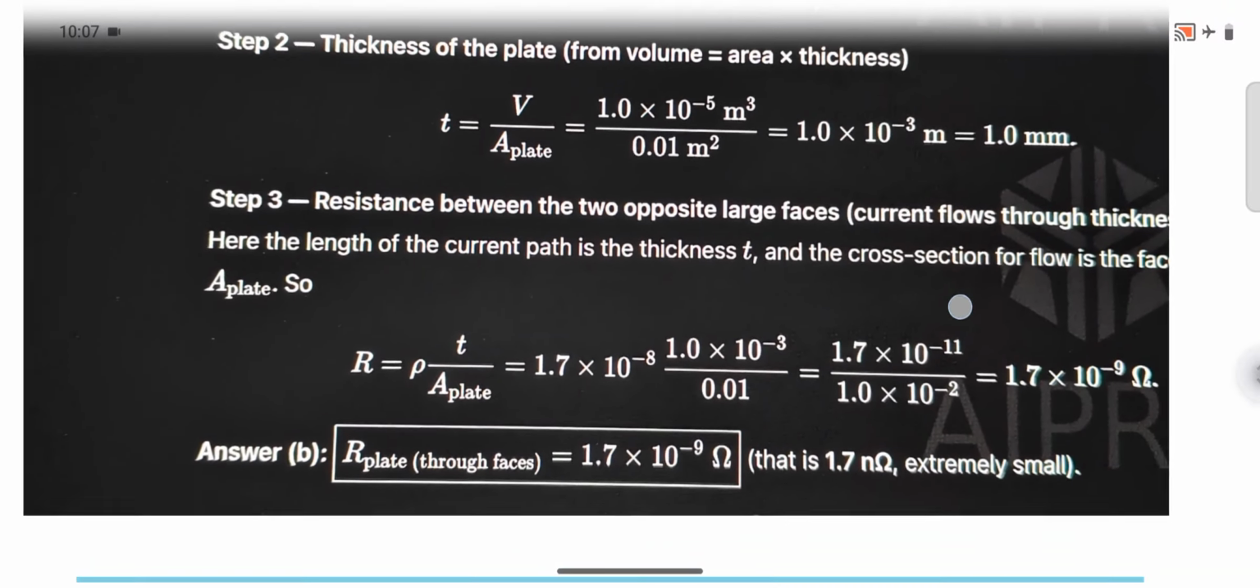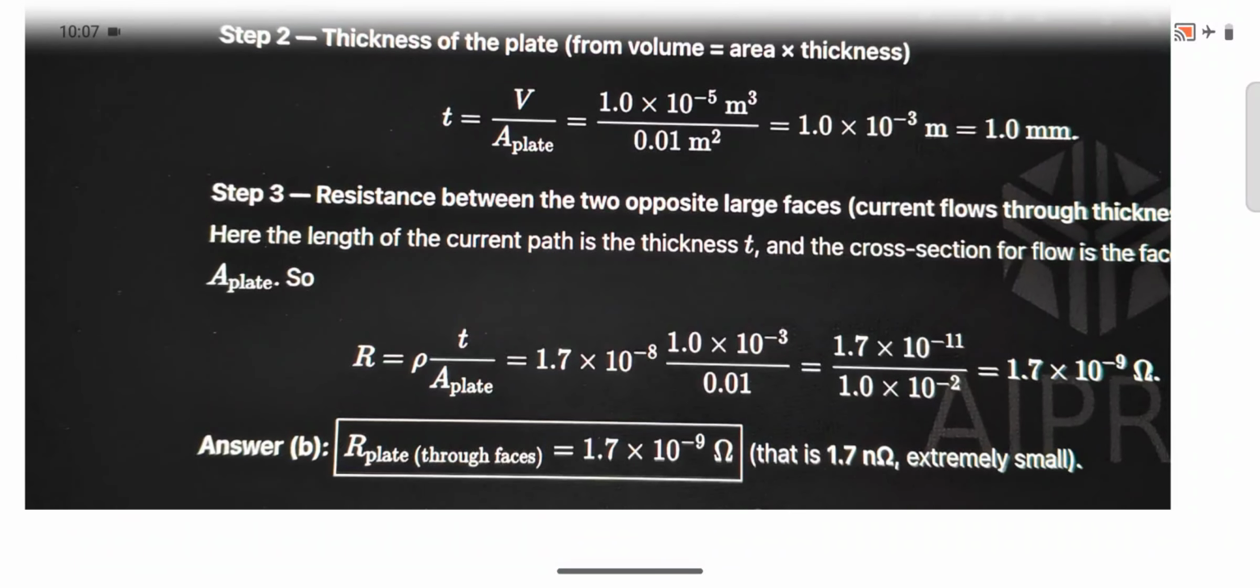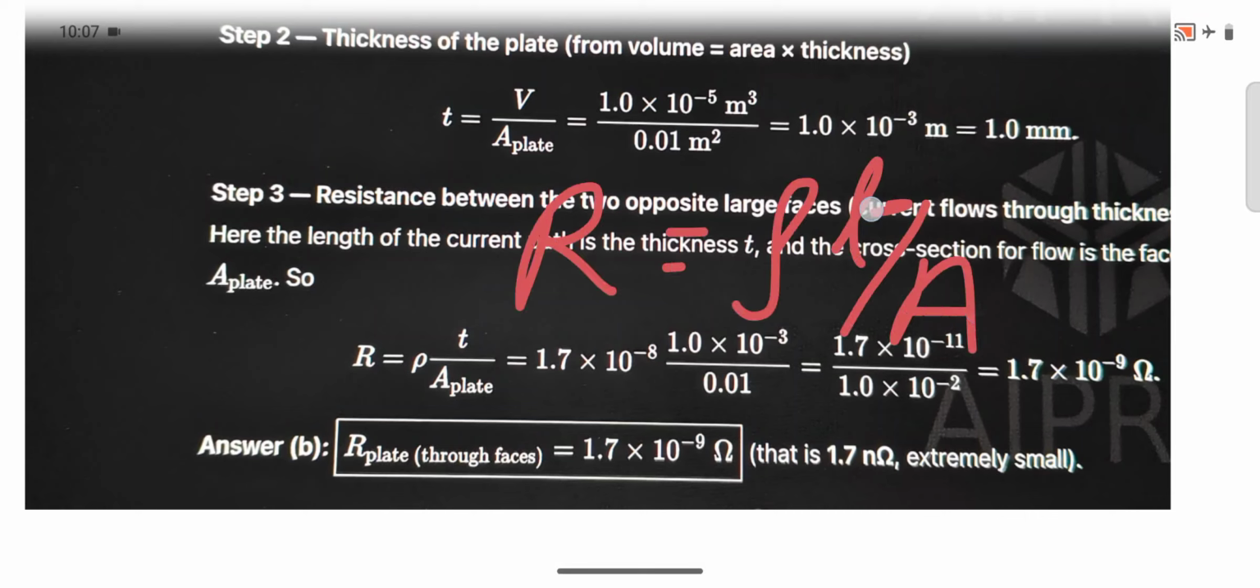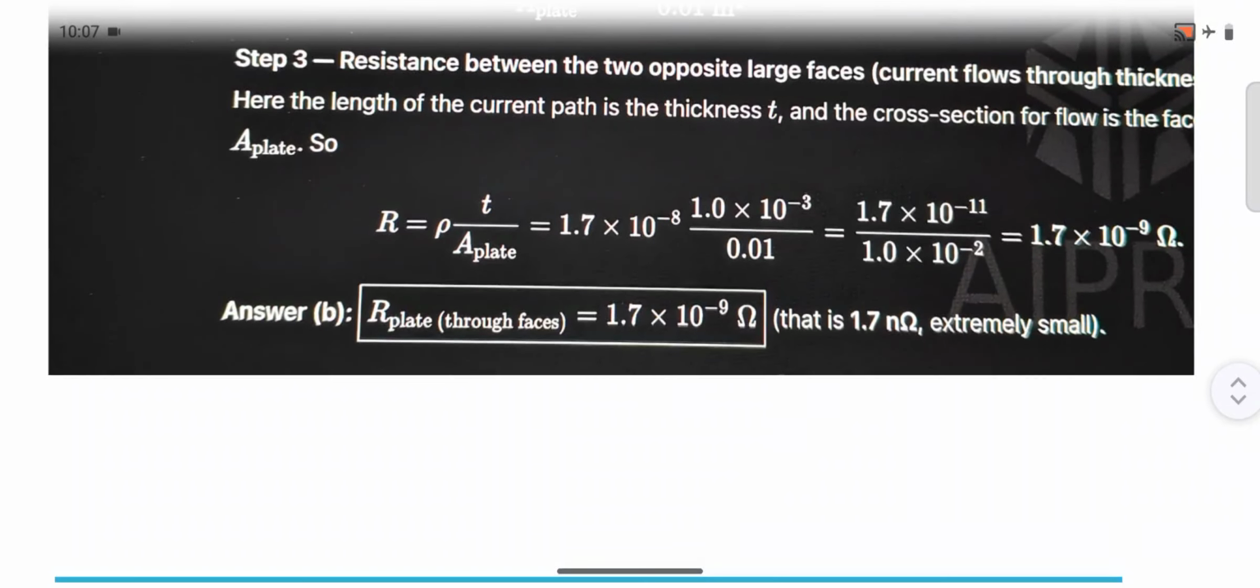Now we have to calculate the resistance between the two opposite large faces. For resistance, we apply the same formula: resistance equals rho into length divided by area. Here the length is the thickness of the plate, which we already calculated, the area we already calculated, and resistivity is given. Putting in the values, we will get the resistance of the plate. Thank you.